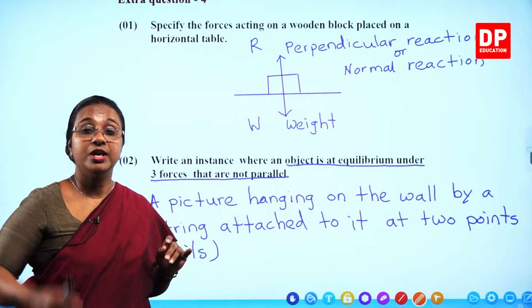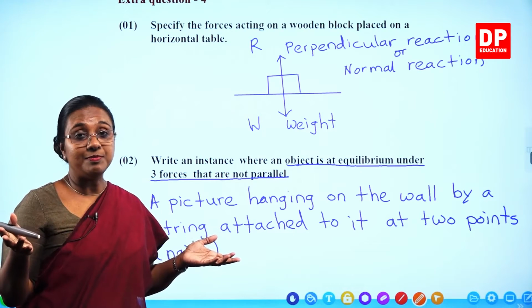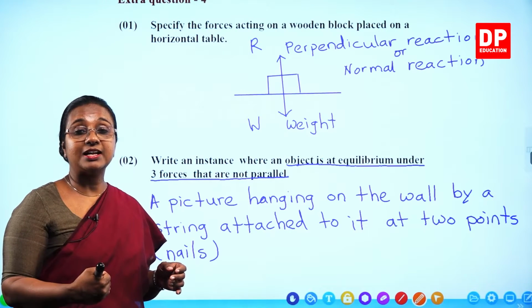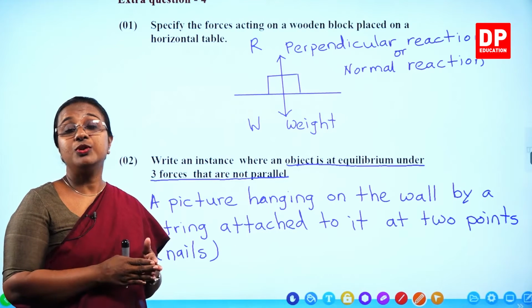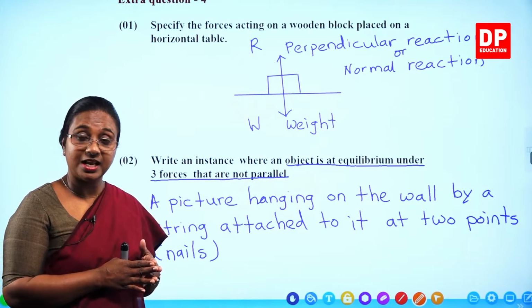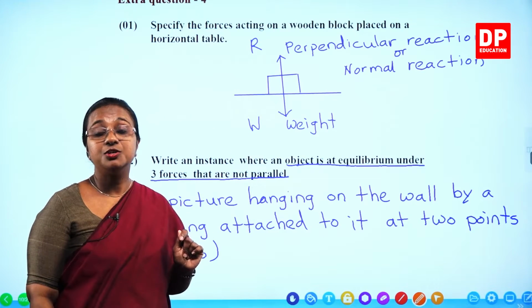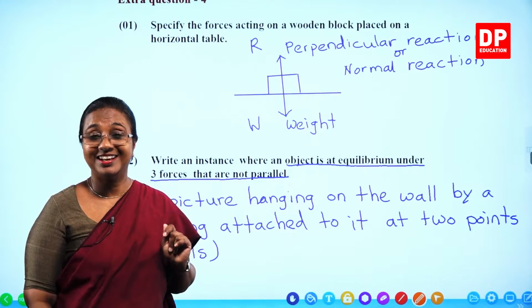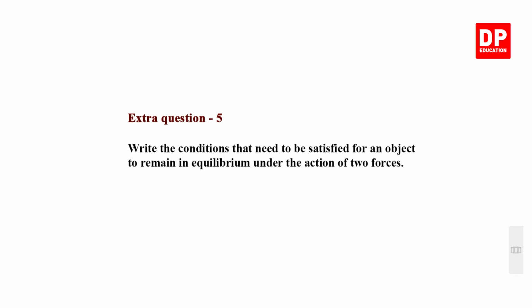That is important. If it is just hanging from one string, what will that be? The tension will be acting upwards, the weight will act downwards. So, there are only 2 forces. So, those are 2 collinear forces in the opposite direction. So, that is why you have to say they are attached at 2 points. So, I am sure you also wrote a similar correct answer. With that, students, I will move on to the next question.